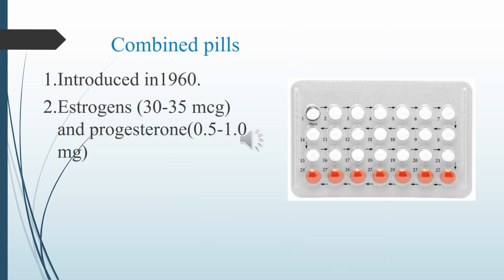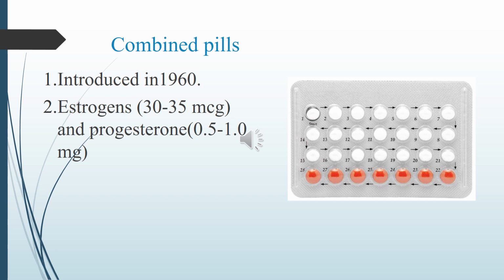The combined oral contraceptive pills, or your COPs, were introduced in the early 1960s, but the dose of estrogen and progestogen in those tablets was high. So now at present, the current formulation has synthetic estrogen, which is 30 to 35 microgram, and progestogen is 0.5 to 1 milligram. Now, the pill is given orally for 21 consecutive days, beginning on the 5th day of the menstrual cycle. As you can see in the blister pack shown in this picture, there are 28 tablets. The 21 white tablets are your COPs, and the red ones are the iron preparations. Now, after the 21 days, there is a break of 7 days, during which withdrawal bleeding occurs.